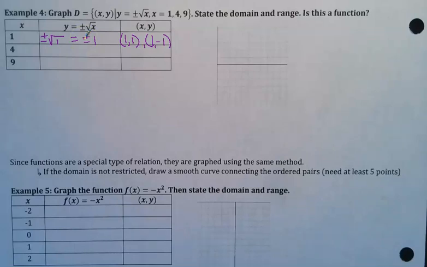Okay, so for the next one, our y is going to be plus or minus the square root of 4, which is what? 2. So plus or minus 2. So we'll have 4 positive 2 and 4 negative 2. And how about the last one? Plus or minus the square root of 9, which equals plus or minus 3. All right, then you're ready to graph those.